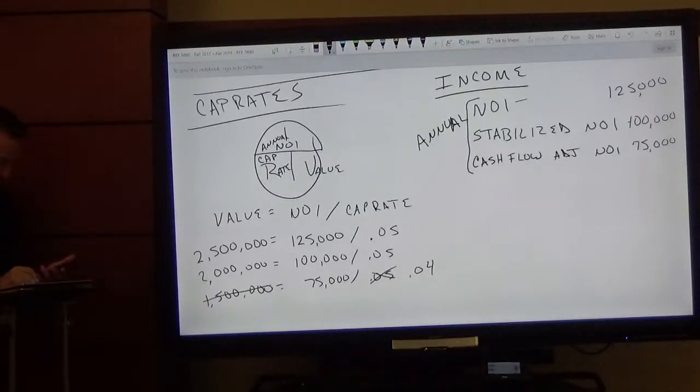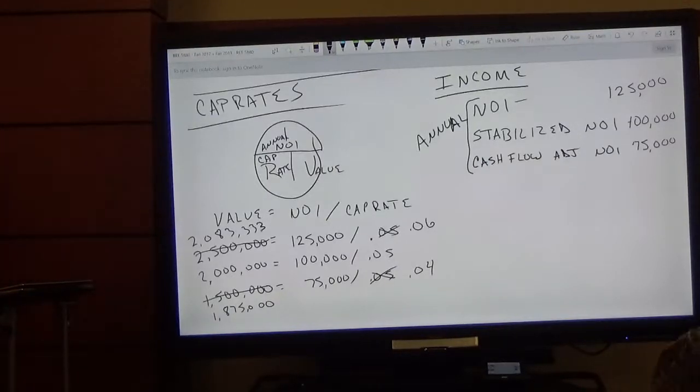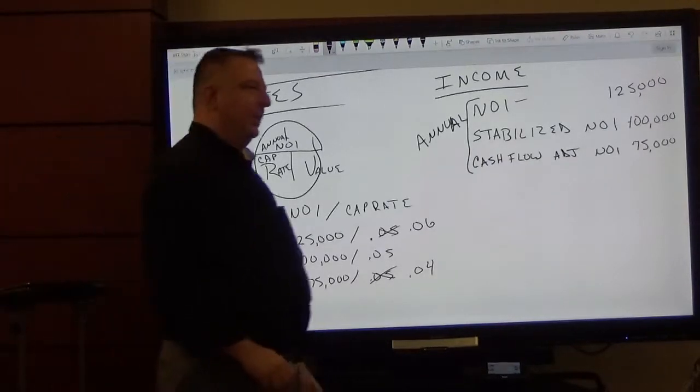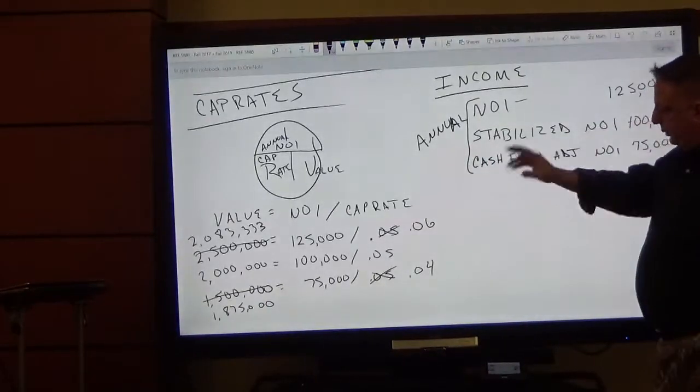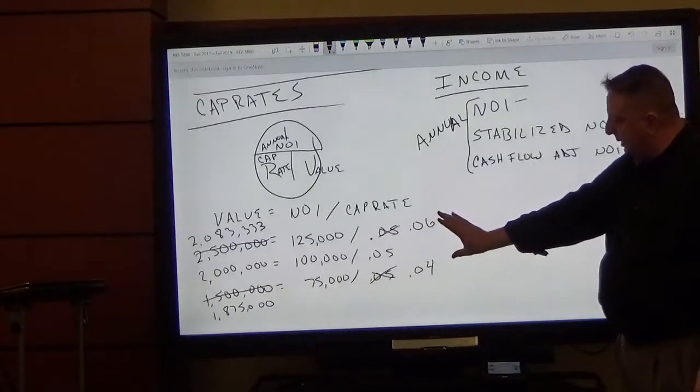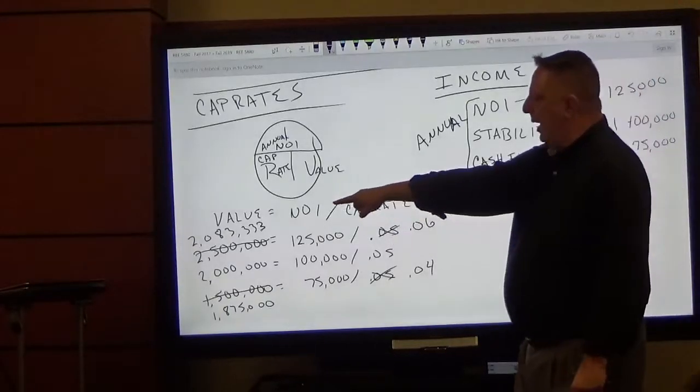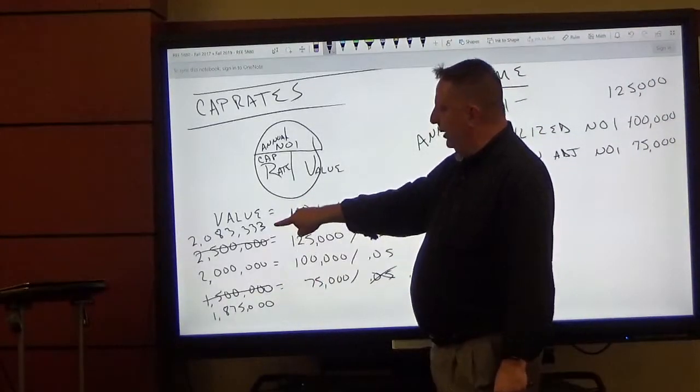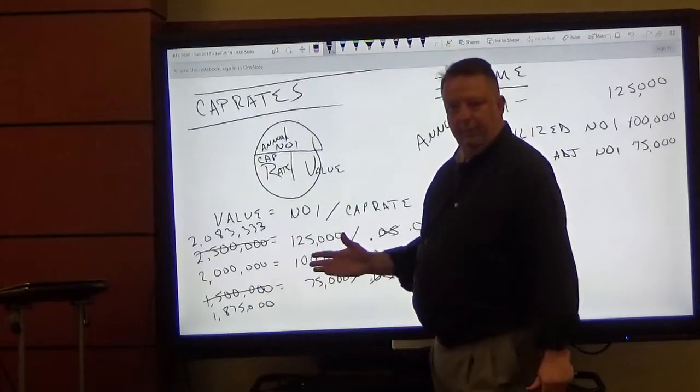Okay, then this goes up to 1,875,000. Let's say we change this to 6%. This goes down to 2,083,333. Okay, just from a relatively minor 1% adjustment. Now, some people say that's not so minor, but in this case, with that 1% difference, that basically is compressing our range of values from 1.875 million to 2.08 million. Okay, does that make sense?